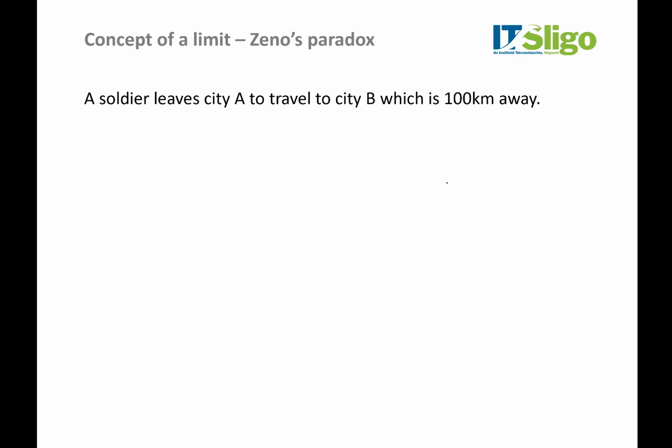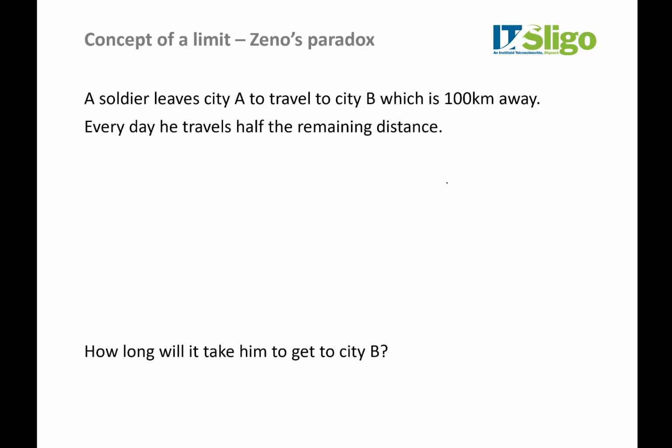Now, just before we start defining the exponential function proper, we're going to have to introduce the idea of a limit. And one of the best ways of doing this is going back to ancient times and looking at Zeno's paradox. So Zeno's paradox says a soldier is to leave city A and travel to another city B, which is 100 kilometers away. Each day he travels half the remaining distance. So the question is, how long will it take him to get to the second city?